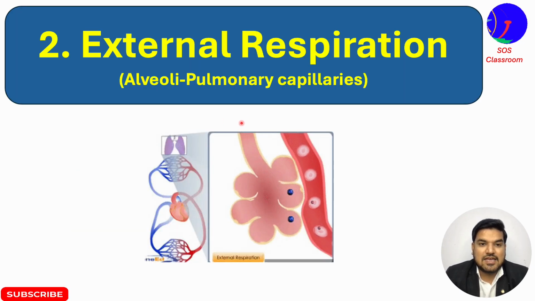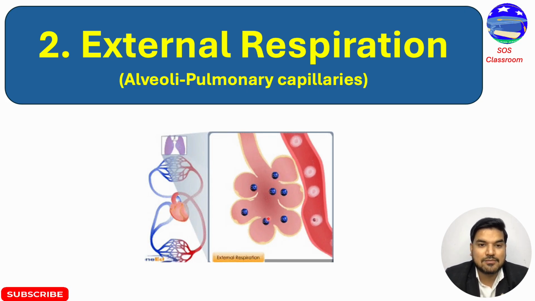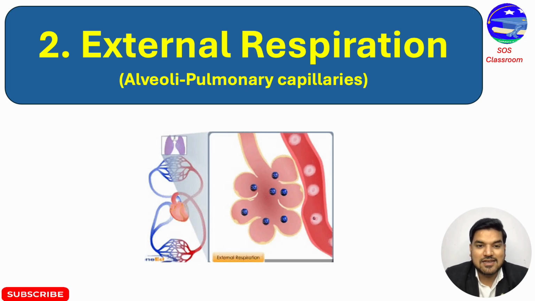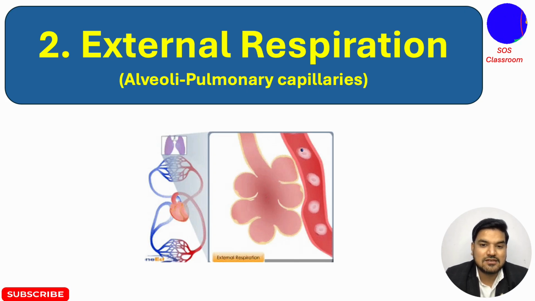Next is the external respiration. External respiration occurs between the alveoli and pulmonary capillaries in the lungs. You can see these are the alveoli and these are the pulmonary capillaries. So the exchange of gases between the pulmonary capillaries and alveoli is called external respiration inside the lungs.